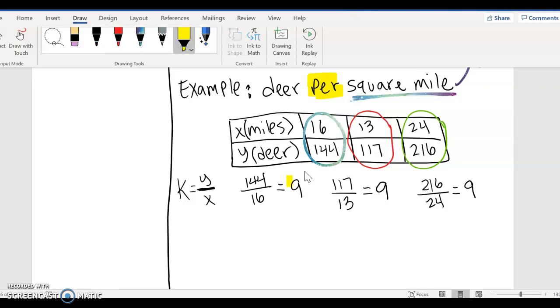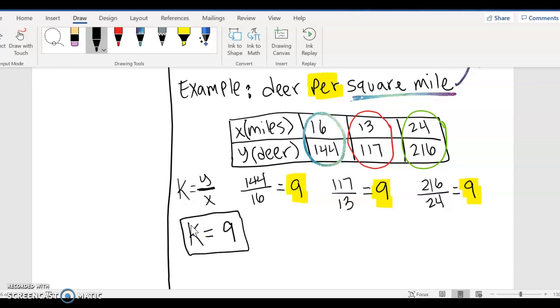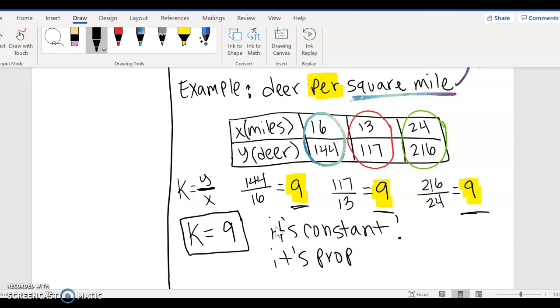Now, notice what happens here, here, and here. We got the same number every single time. So that means we can confidently say that our constant of proportionality, k, is 9. There are 9 deer for every 1 mile. And just like we pointed out last week, since I got that same number every time, we can say that the relationship is constant. Therefore, we can also say it is proportional.